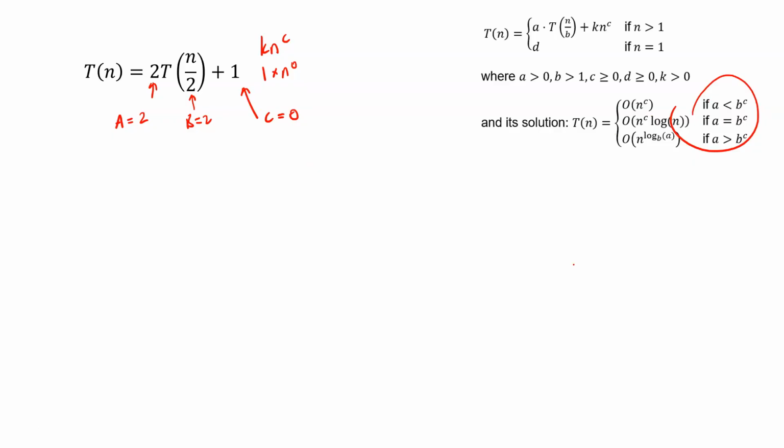Next, we consider the right-hand conditions of the master theorem. b to the power of c, so 2 to the power of 0 equals 1, and we can see then that 2 is greater than 2 to the power of 0, i.e. a is greater than b to the power of c, so we are working within case 3.